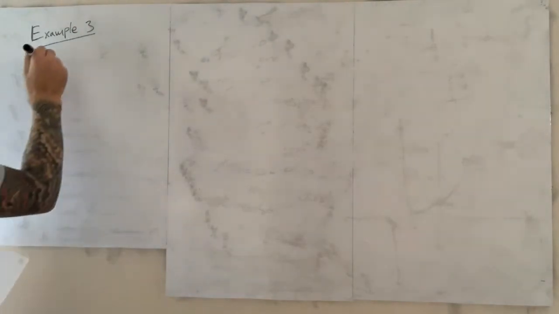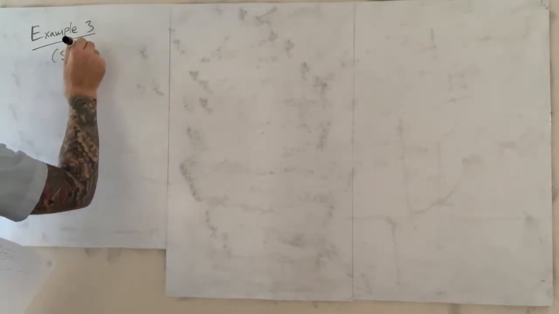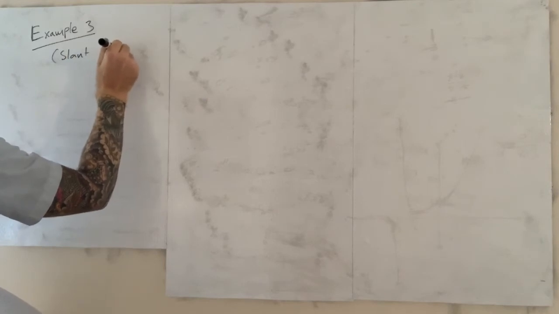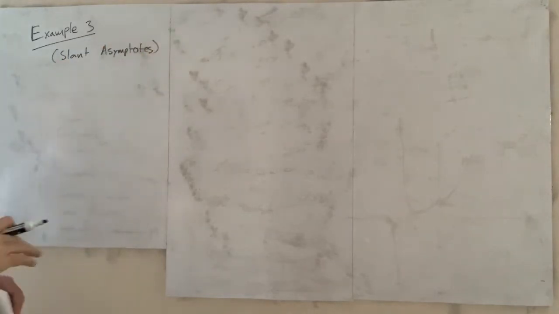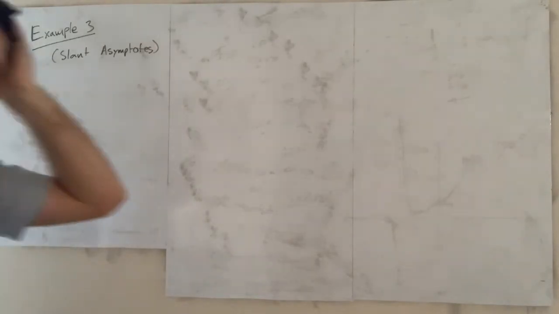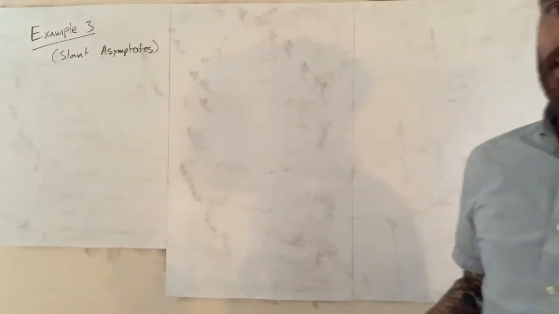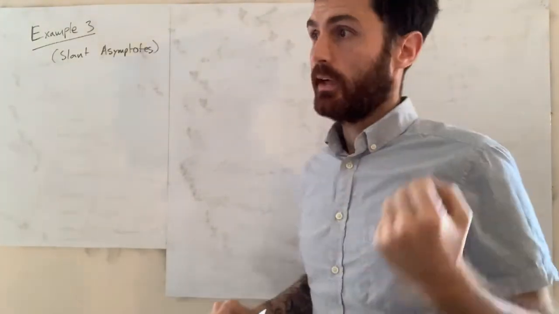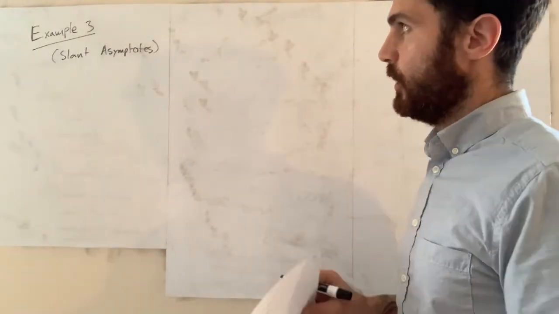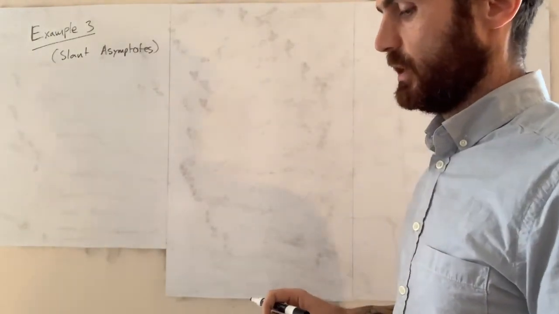And this is what's called slant asymptotes. I probably won't ask you anything about slant asymptotes on midterms and tests, but it is important. I might ask you the ideas about them, like what they are, but they can be a little tricky to find.